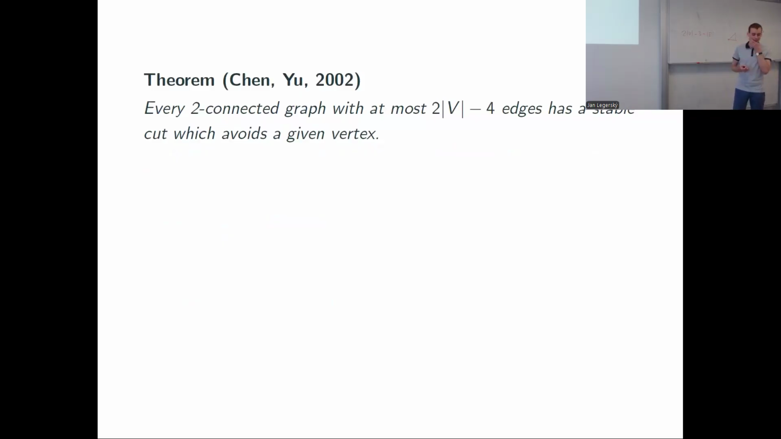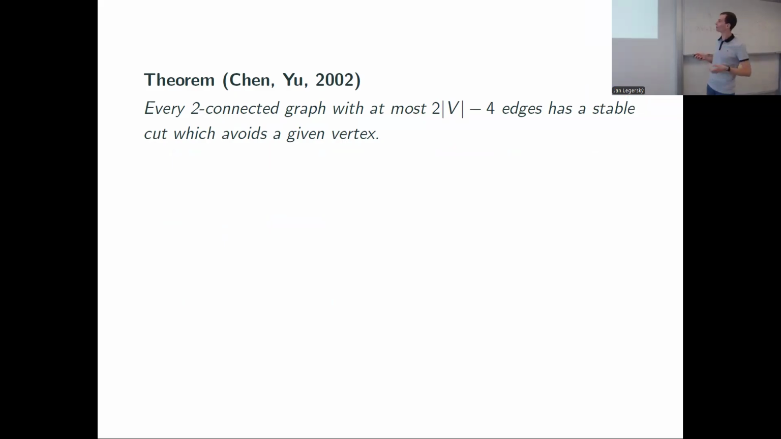So here I again put the theorem by Chen and Yu just to show you or to convince you that what we prove by saying that flexible graph has a stable cut is a generalization of this statement. So a bit more precisely, what they proved was that if you have a two connected graph with at most 2v minus 4 edges, then it has a stable cut that avoids a given vertex. So the one connected case is kind of trivial because if it's just one connected, not two connected, the vertex that disconnects the graph is a stable cut on its own. And you cannot avoid that one in many cases.